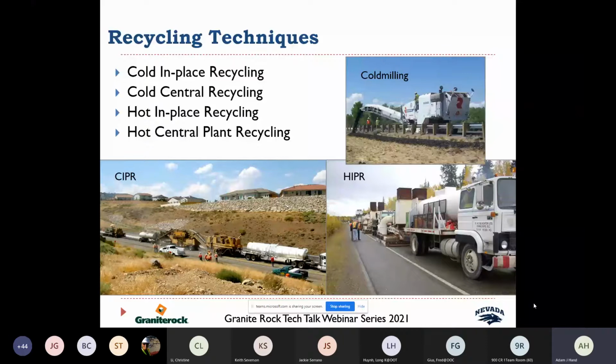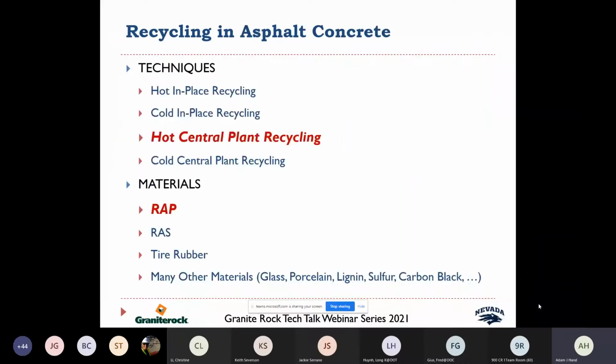Cold central plant, where we might take millings back and do some production in a small plant and take it back to the job. And then hot in place, which is not as common as cold in place or just plain old cold milling. And then there's hot central plant recycling, and that's what I'm going to focus on today. When I think about recycling, I think about processes or techniques, which would be the hot in place, cold in place, etc., and then the materials.